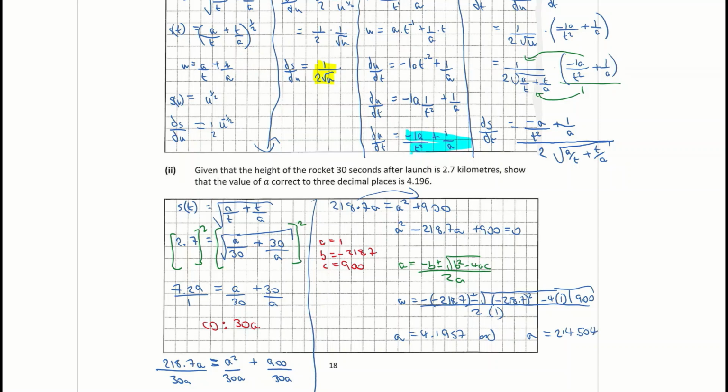Now we can't take both. If you scroll back up to the top of the question here, it tells us just above part 1, it says where a is a constant and a is between 0 and 60. So the question says that a can only be between 0 and 60. So therefore my value for a is going to be the 4.1957. I ignore the 214. So a is equal to 4.1957, and this part of the question, part 2, said to give it to 3 decimal points, which is 4.196. And that is now part 2 complete.